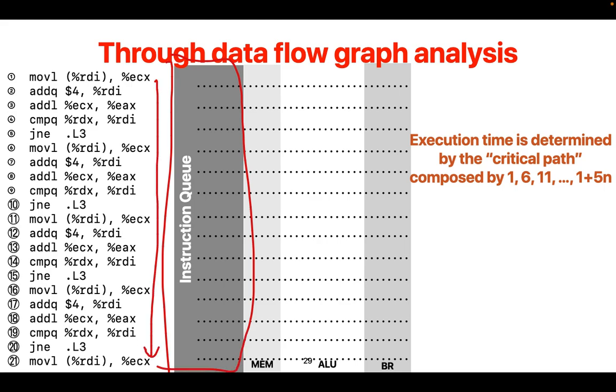And this is, again, the cycles. You have memory, ALU, and branch as your available functional units. And remember, we have a 2-issue pipeline, so only 2 of them can have instructions. Assuming that we only have 1 memory unit, 1 ALU, and 1 branch.